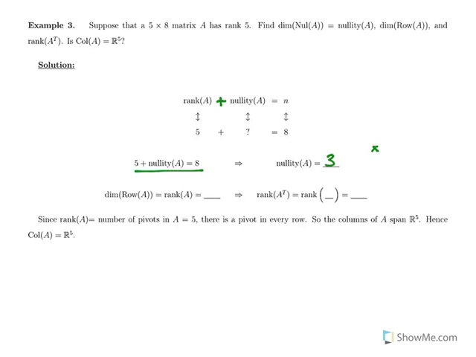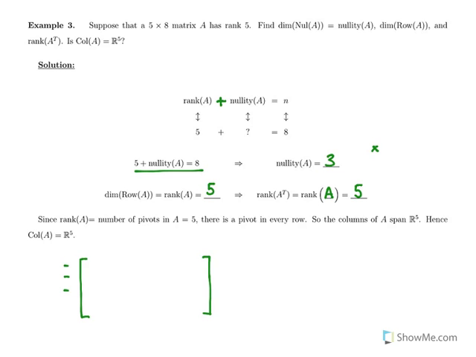Then we have the dimension of the row space of A is another way that we can define the rank. It's equal to the dimension of the column space. We are given that that is equal to 5. And the rank of A transpose is equal to the rank of A, so the rank of A transpose is also 5. So since the rank of A is equal to the number of pivots in A, and that's 5, there's a pivot in every row, and we have a 5 by 8 matrix.